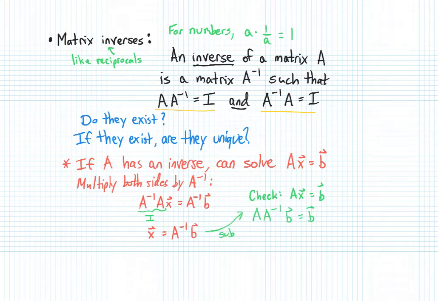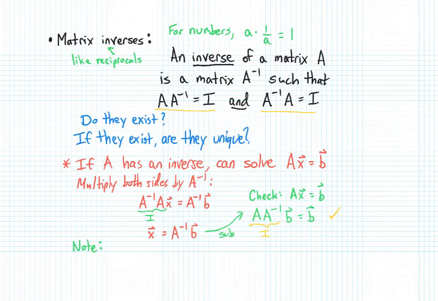And when I substitute it in, I get A times A inverse times B is equal to B, and I can use the fact that A times A inverse is equal to the identity matrix, and the identity matrix times B is B, so it works. So this is pretty good. This means that if A has an inverse, it gives you a simple way to solve equations AX equals B. You just multiply both sides by A inverse.